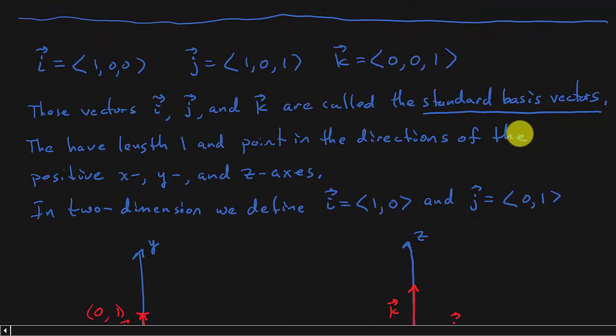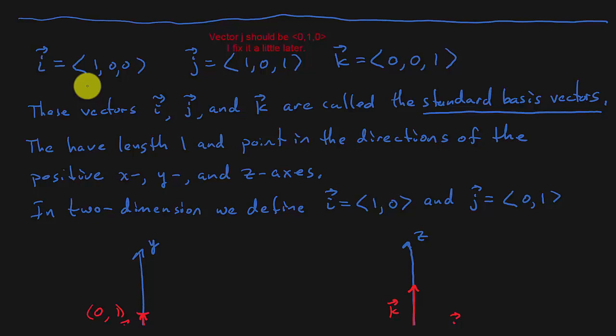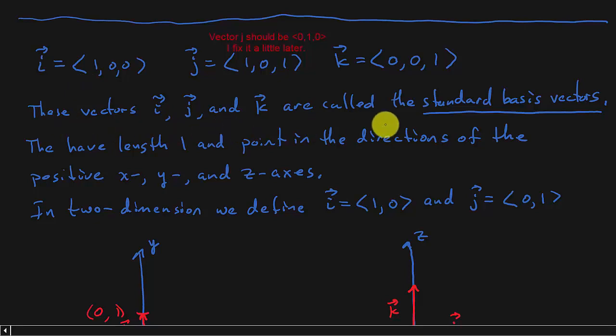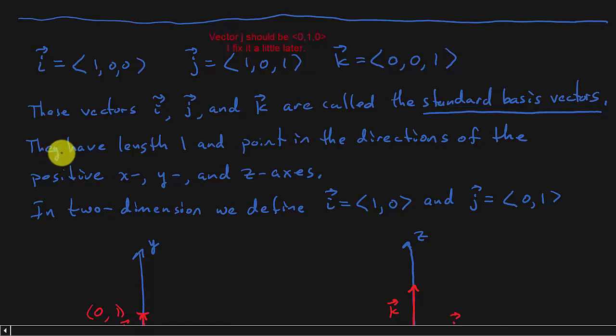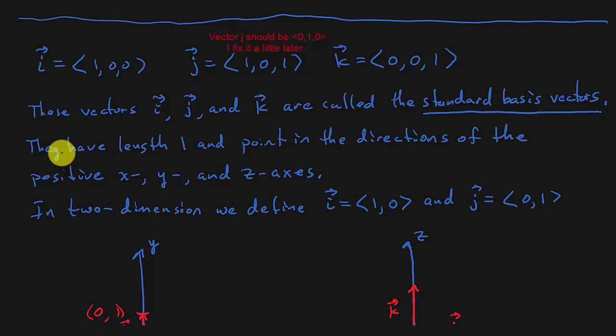All right, so let's look at this. Look at these vectors, I, J, and K. So vector I is 1, 0, 0, vector J is 1, 0, 1, and vector K is 0, 0, 1. All right. So these vectors, I, J, and K, are called the standard basis vectors. They have length 1 and point in the directions of the positive X, Y, and Z axes.